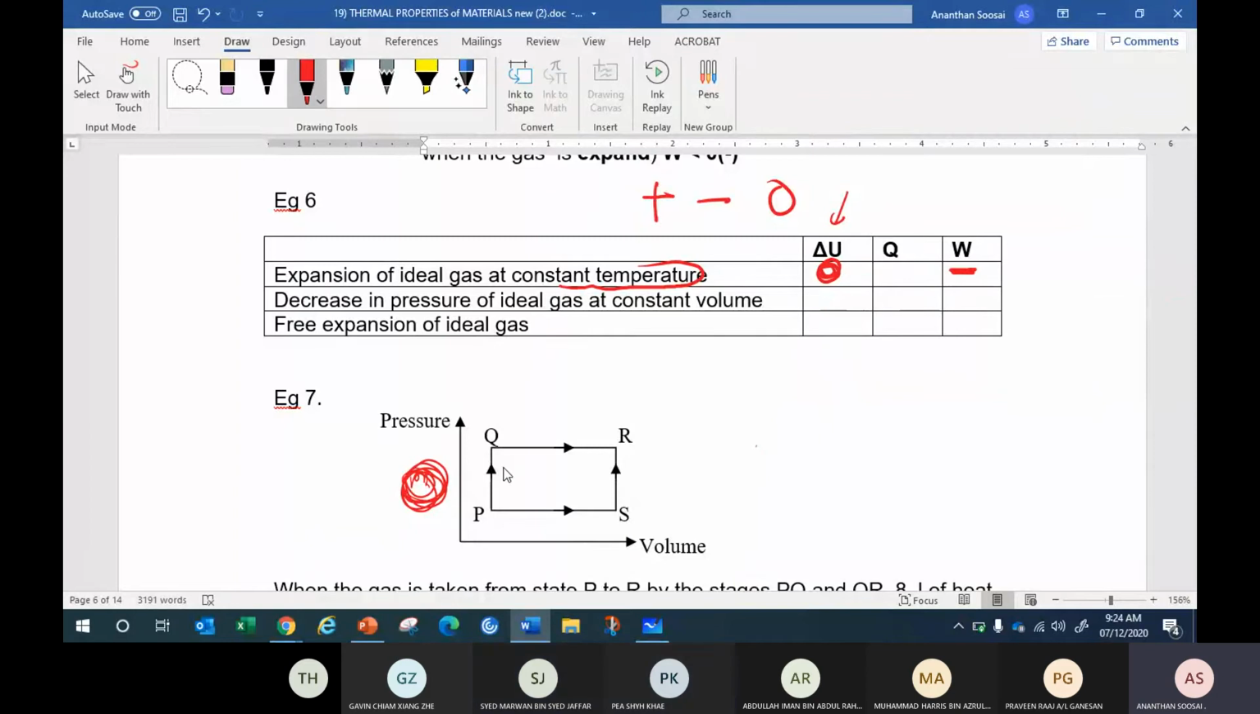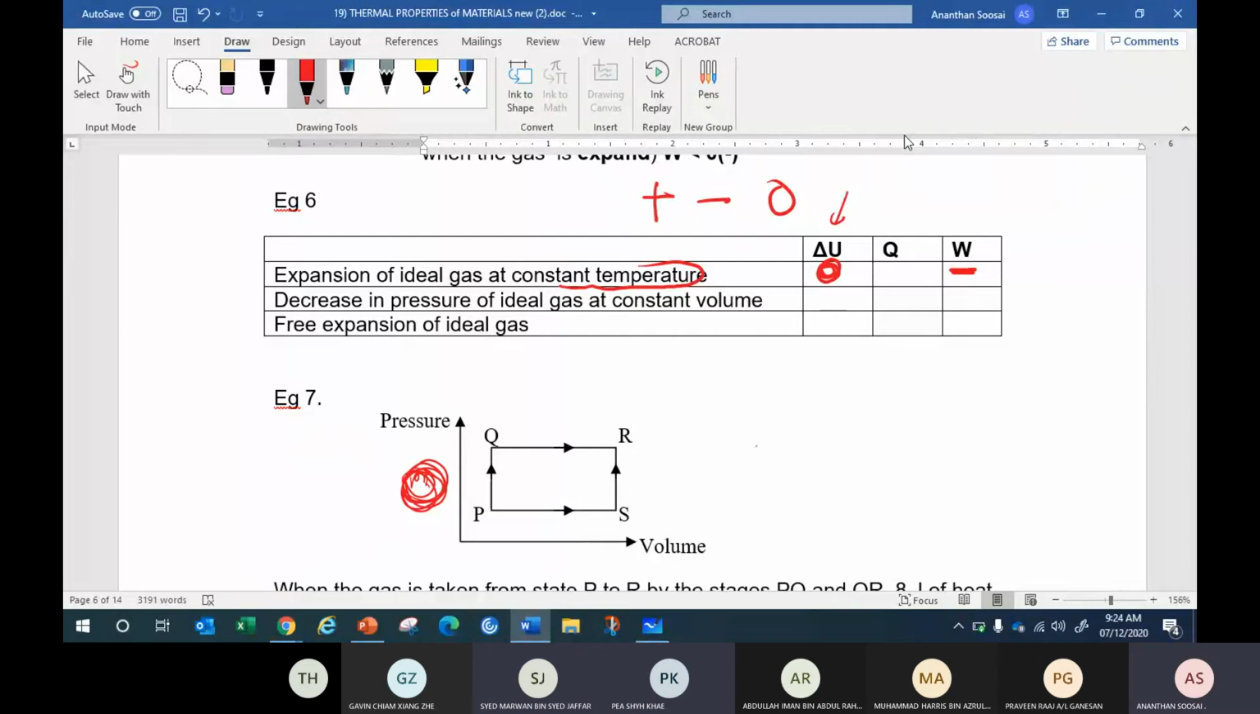What is internal energy? EK plus EP. But for an ideal gas, no EP. Because temperature is constant, EK also never changes. So internal energy never changes. No change in internal energy.